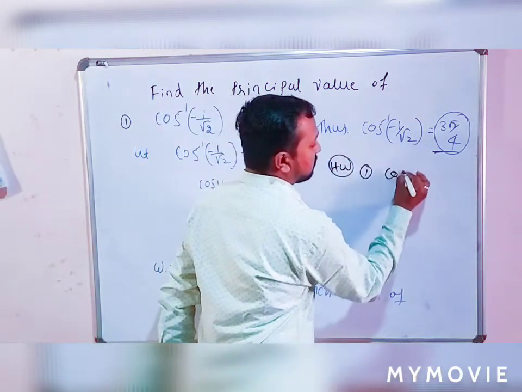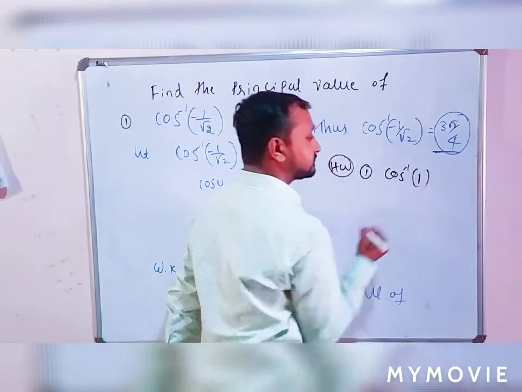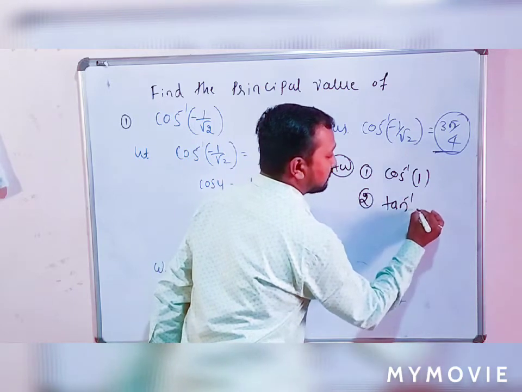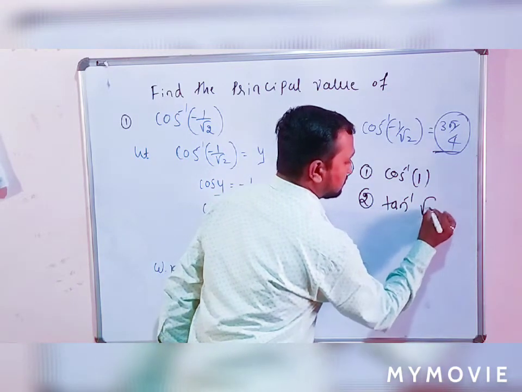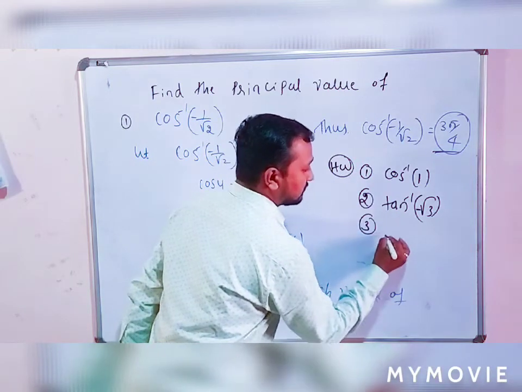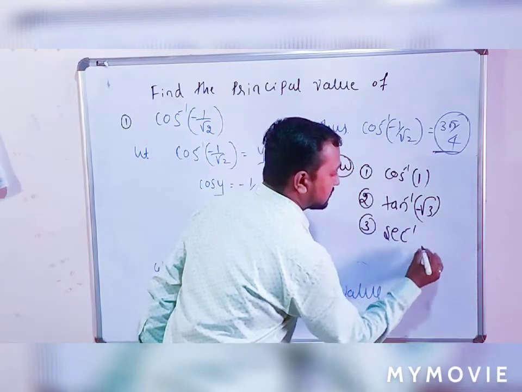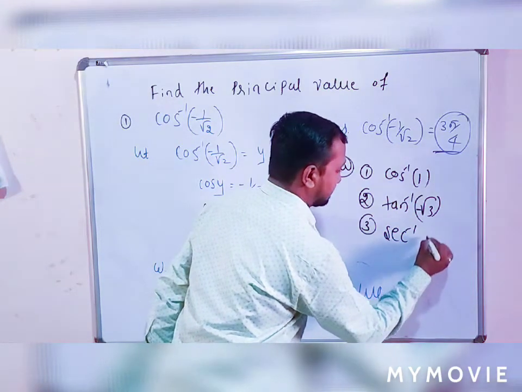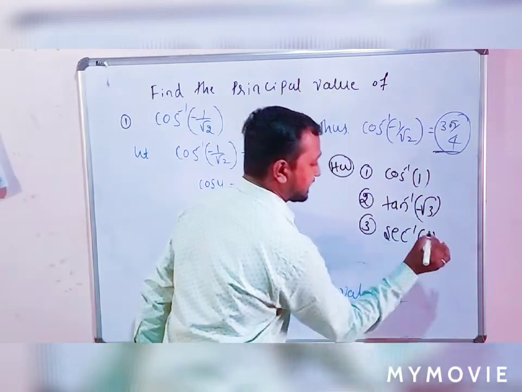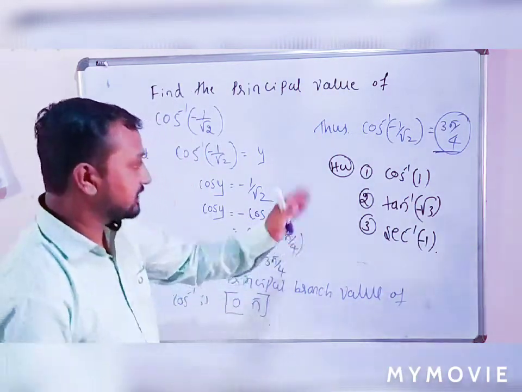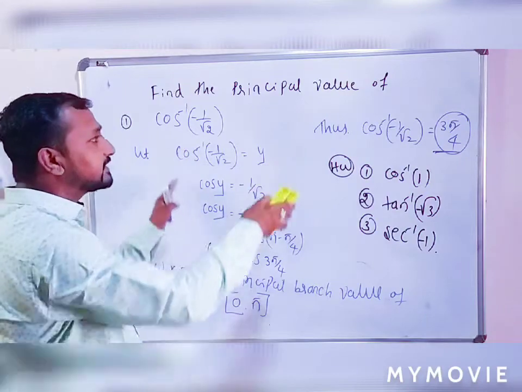First one, cos inverse of 1, and second one, tan inverse of root 3 or minus root 3, and third one, sec inverse of minus 1. So students, please try these examples. This is a very lengthy process.